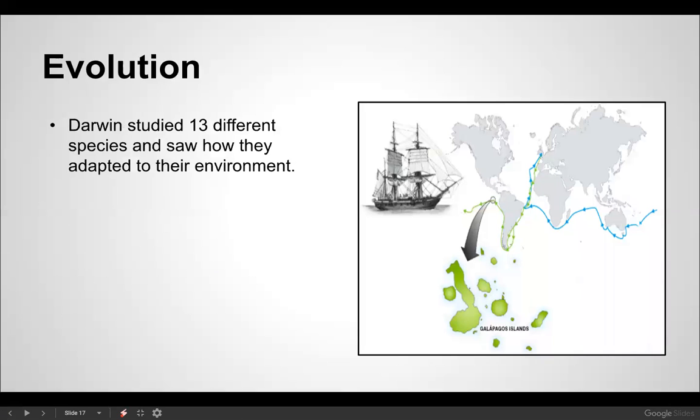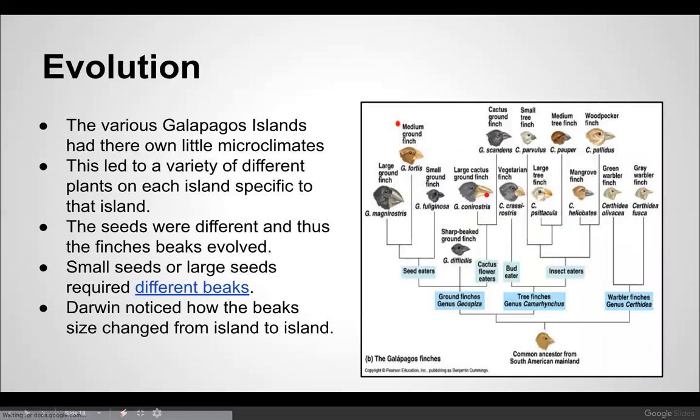There you can see his voyage. He studied 13 different species and saw how they adapted to their environment. All right, so the Galapagos Islands are right here. So here are the birds. Depending on the island, their beaks were slightly different. And they were different because of the food source.